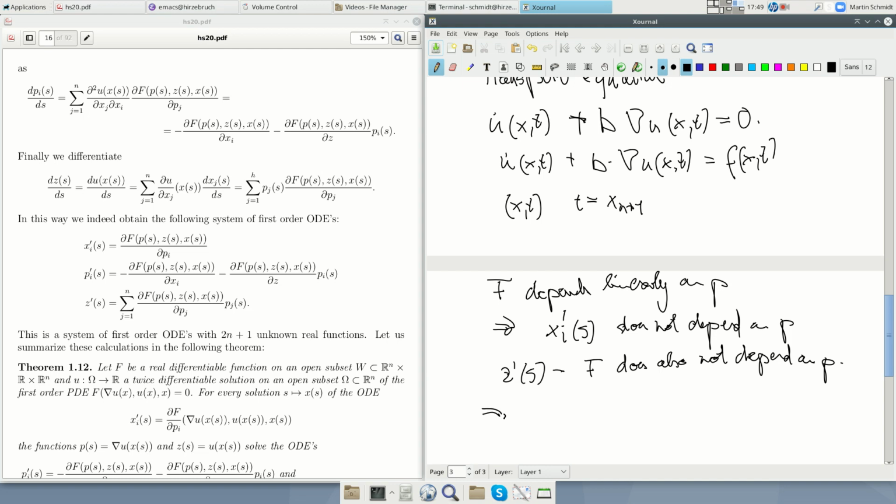So this means we can solve the system for x of s and xi of s independently of p. So we do not need p, because xi describes our solution. So in this situation, when f depends linearly on p, we do not need p.